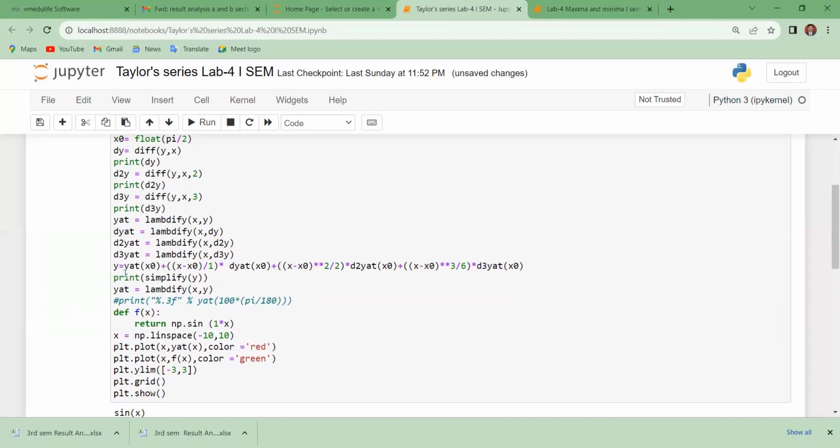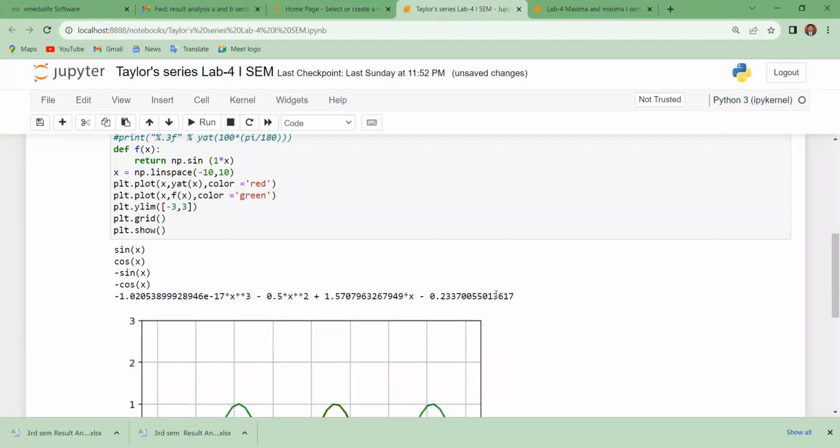So now we write the Taylor series in program line. y at x naught plus x minus x naught divided by 1 factor means 1 into dy at x naught, plus x minus x naught whole square divided by 2 factor means 2, d2y at x naught, plus x minus x naught whole to the power of 3 divided by 3 factor means 6 into d3y at x naught. So print simplify y.